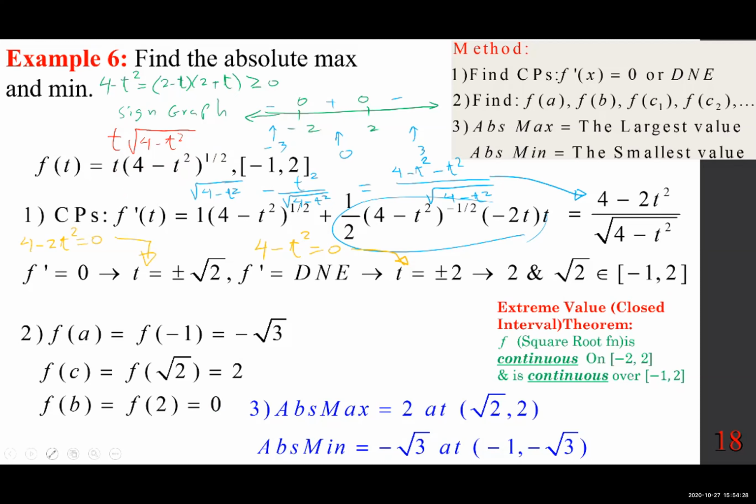So for -1, you get -1 times the square root of 4 minus (-1) squared, which becomes -1 times the square root of 3. So that's how you arrive at it. For the square root of 2, you get the square root of 2.